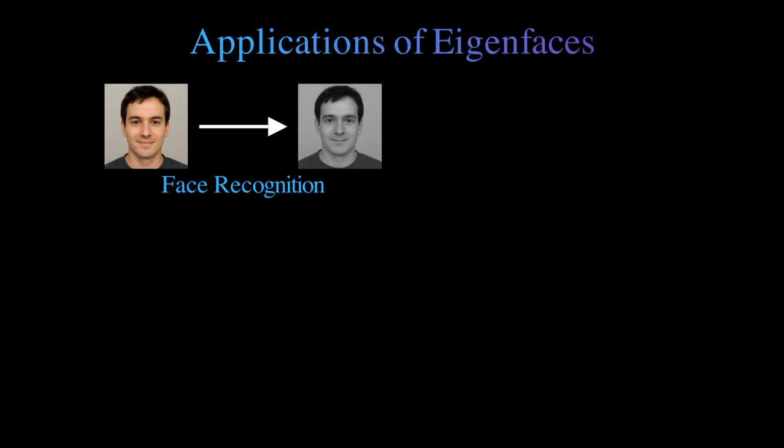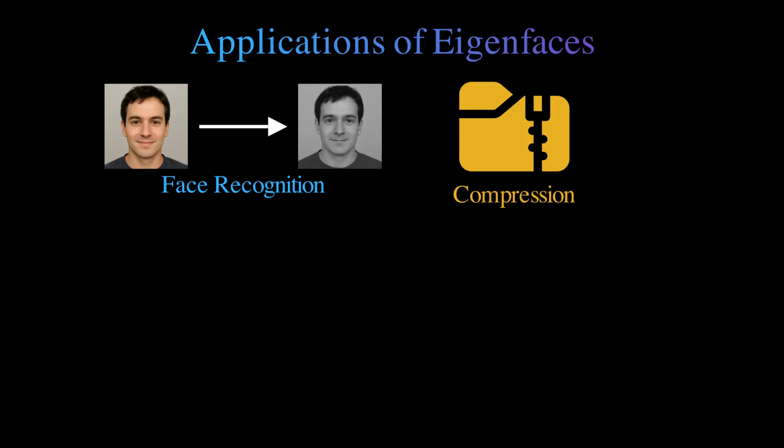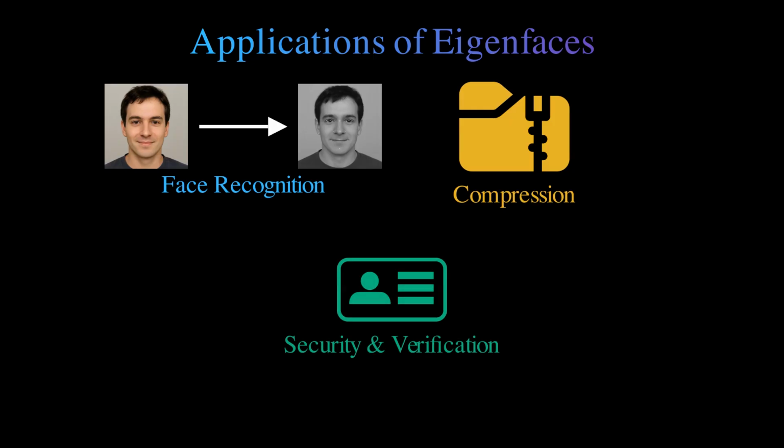Eigenfaces allow recognition by reducing a whole face image into just a small set of numbers, making matching fast and efficient. Instead of storing thousands of pixel values, we only store the weights, compressing the memory of each face. Eigenface methods were early foundations in security checks, like ID verification and passports. Eigenfaces marked the first big step in teaching machines to see and recognize us.